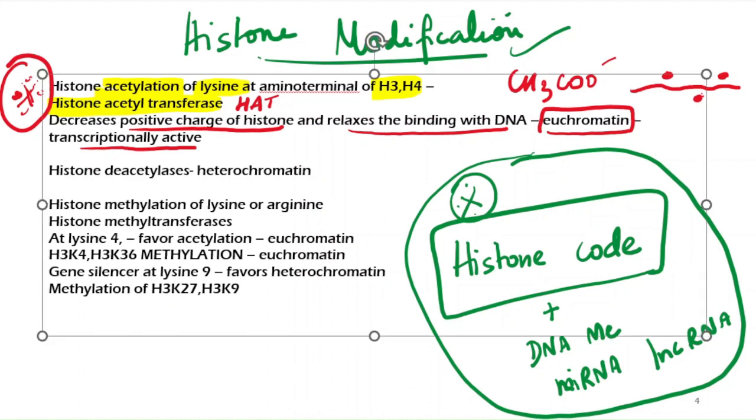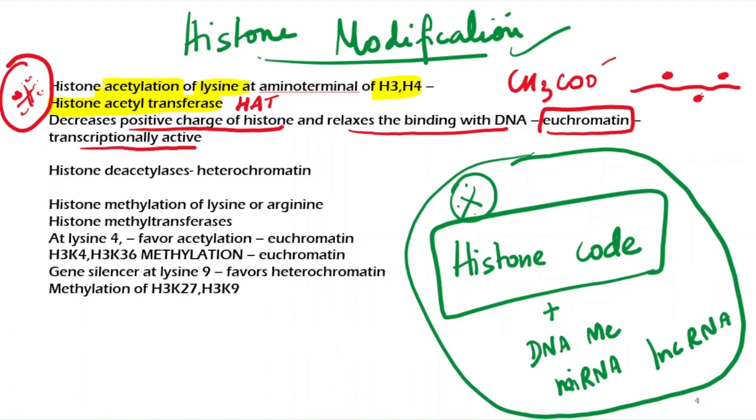You can even reverse this with the help of the enzyme histone deacetylase. That will stabilize your heterochromatin structure. The second modification is histone methylation. Histone methylation can favor euchromatin formation or heterochromatin formation, depending on which residue or which histone is methylated. That is catalyzed by the enzyme methyltransferase.